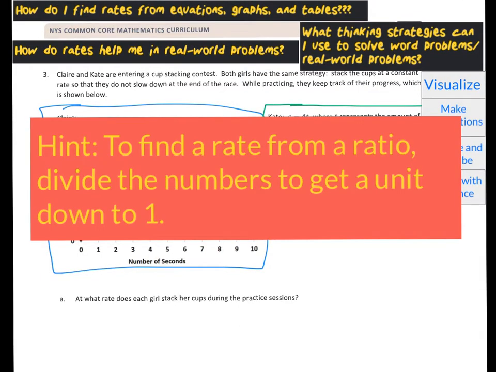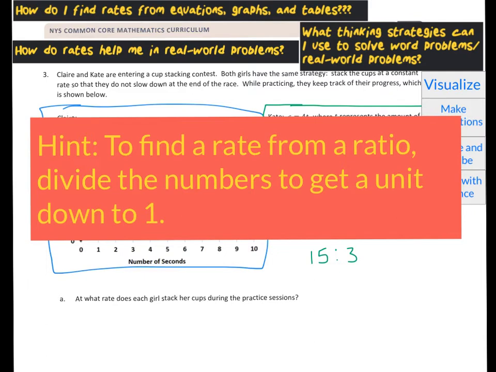So I'd like to give you some evidence that you've already learned in previous lessons in Eureka Math. A hint is to find a rate from a ratio. We can simply divide the numbers to get a unit down to 1. So for example, if my ratio was 5 to 1, then I already have my rate. My rate would equal 5 of whatever this unit is to whatever this unit is, because that is per 1. But if my ratio was something along the lines of 15 to 3, I don't have a unit down to 1.